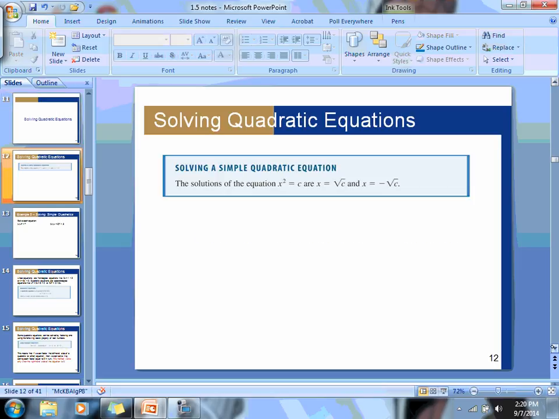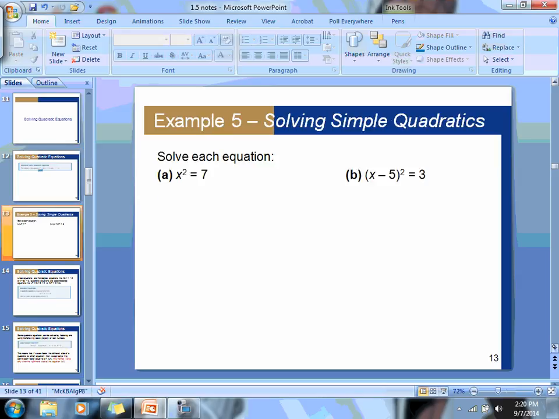Okay, now we're going to take a look at some quadratic equation problems. And remember, a quadratic equation can be really simple, like this one. We've got x squared equals a number, or it can be more advanced. But for now, we're just going to take a look at these that are really simple and really straightforward.